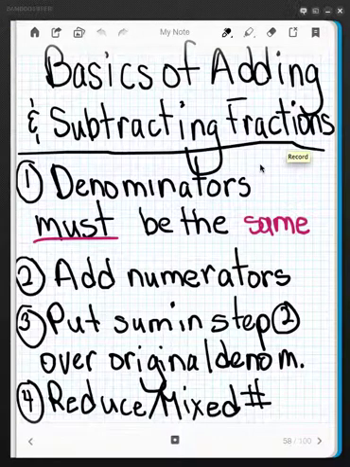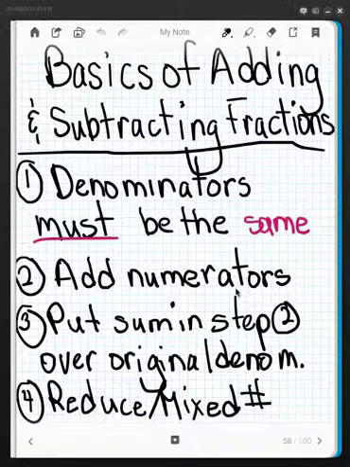This video is going to discuss the basics of adding and subtracting fractions. It will make the assumption that the denominators are the same, and we will assume that you have already learned how to reduce a fraction. Denominators must be the same in this process.